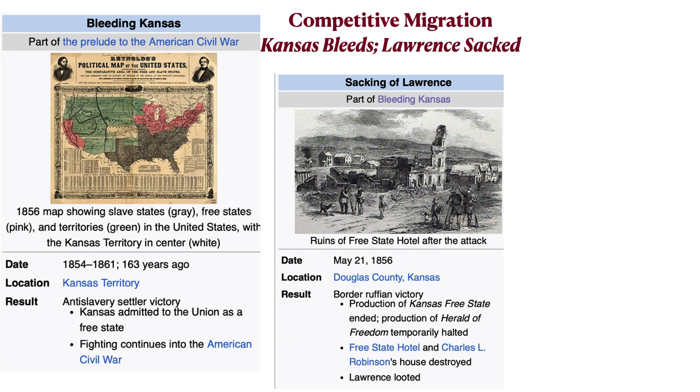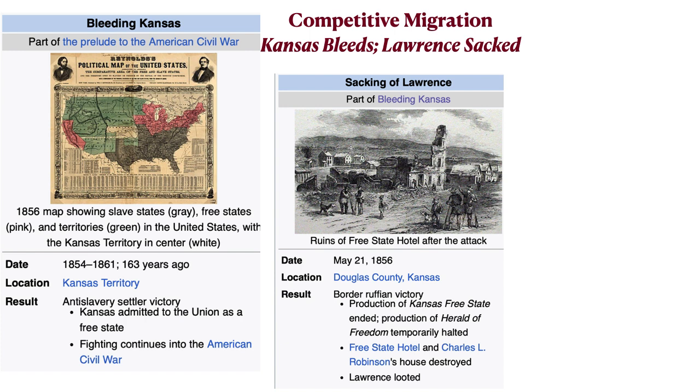So you get New Englanders organizing societies to send settlers into Kansas, who will make Kansas a free state by virtue of their numbers. But then slave owners, especially from Missouri, want Kansas as a slave state. So they're moving in as well, and they're actually engaged in a low-level war against each other. So this was known as Bleeding Kansas, where you had anti-slavery settlers and pro-slavery settlers fighting it out.